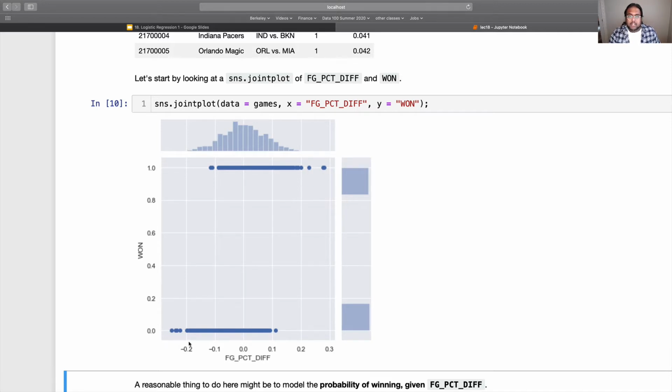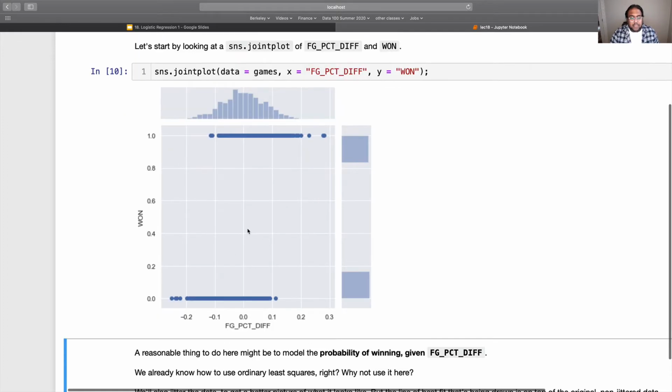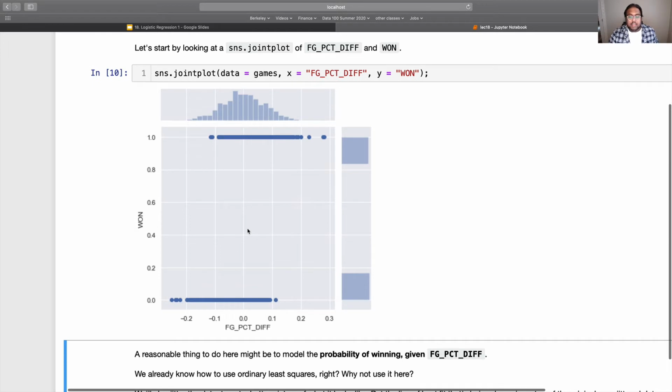If your field goal percentage difference is very low, we might say that the chance of winning is pretty low or close to 0. And if your field goal percentage difference is close to 0, meaning both teams shot roughly the same, we might say that the probability of winning is roughly 50%, because it could go either way. And so we want to model the probability of winning given your field goal percentage difference.